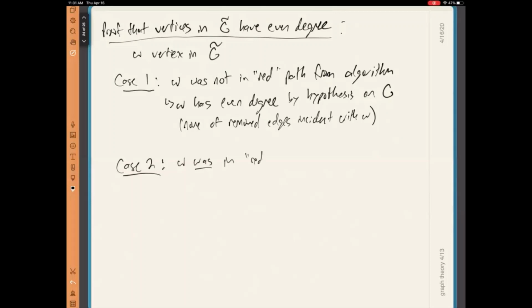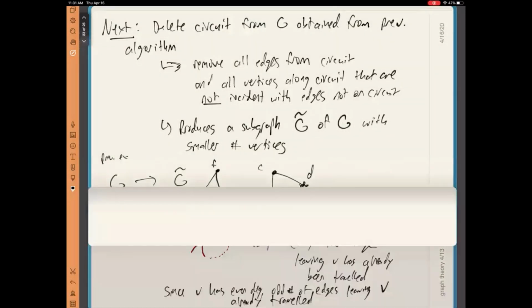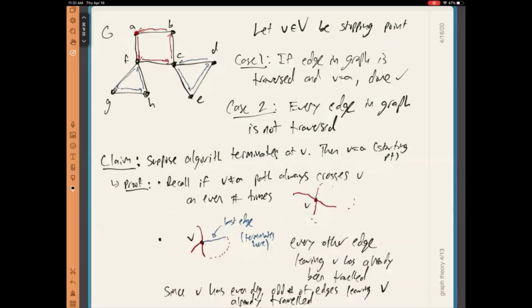Right, so the harder case is case 2, where W was in the red path. Right, so for example, if we go back to the picture from before, maybe W was vertex F, right? So if I go back here, vertex F is in the original path, but when we deleted the red path, we kept in F because F is connected to other things, right? So maybe you can think of W as this vertex.